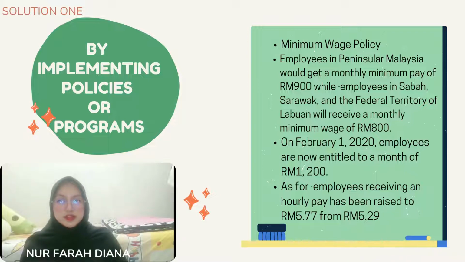On the 1st of February 2020, the new salary increase took effect in 56 city and municipality councils around the country. Employees are now entitled to a monthly minimum of RM1,200, up RM100 from 2019. Additionally, the rate for employees receiving hourly pay has been raised to RM5.77 from RM5.29. Basically, this strategy aims to address the problem of wealth distribution, inequalities and income inequality in Malaysia.